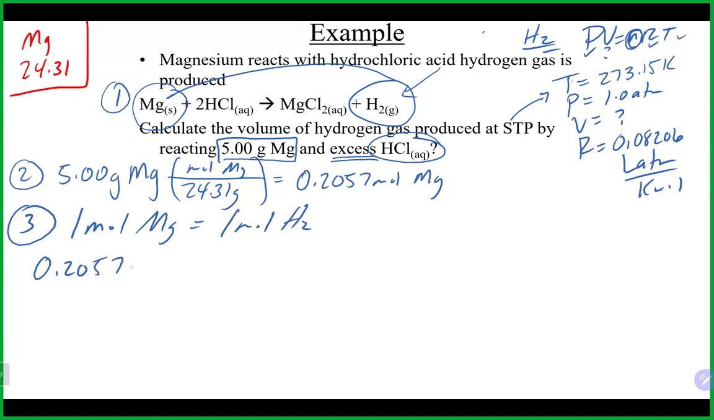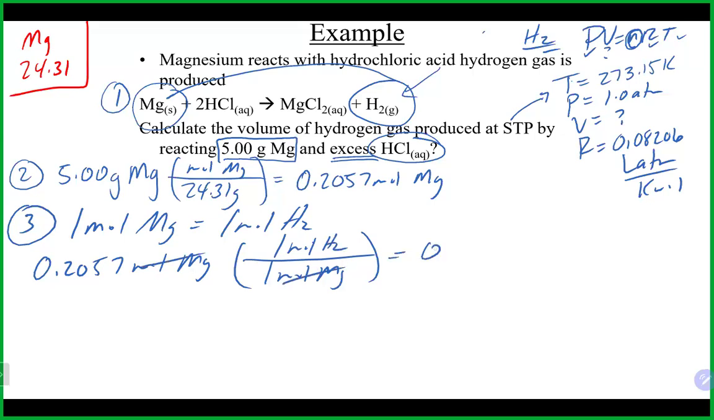So 0.2057 moles of magnesium. Doing our stoichiometry here, 1 mole magnesium, 1 mole of hydrogen. Moles cancel, gives us 0.2057 moles of hydrogen. That again is essentially the last piece of information that we need to use the ideal gas law. We're ready to actually solve for our volume.